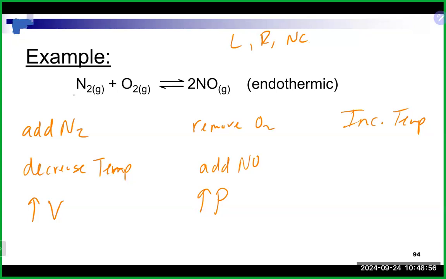Some N2, which is a reactant, that's going to cause, again, more reactants to start to react and will cause really the forward direction to occur, and will shift away from the side we added it to.